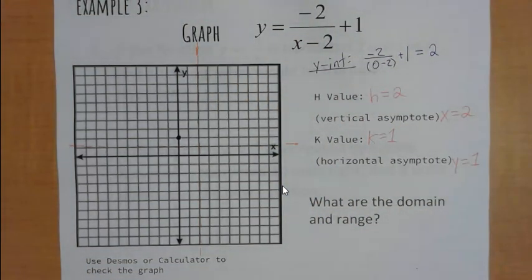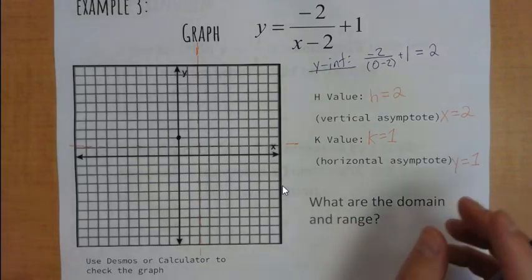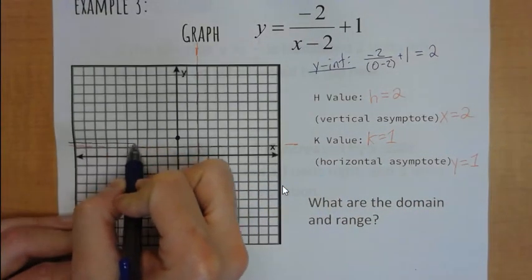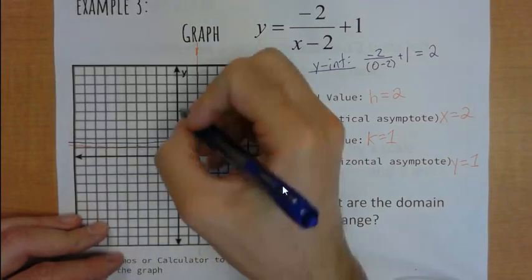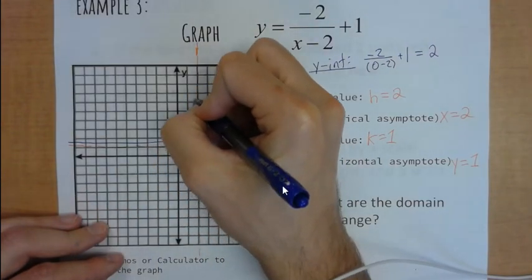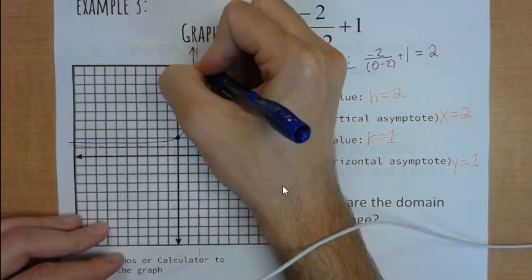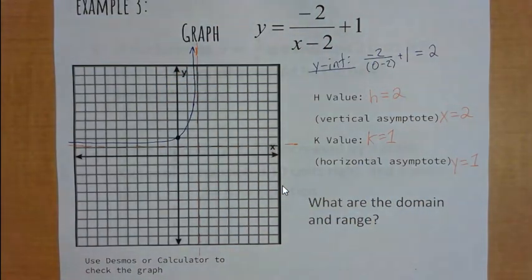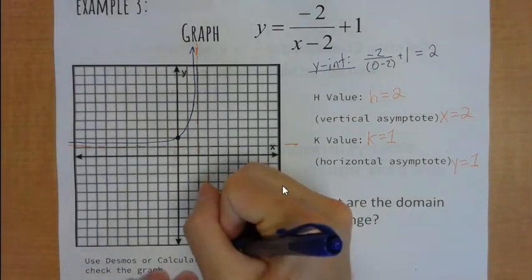And so we can start now drawing our graph. So we'll do that in dark blue. So in our graph here, if we draw our graph through our y-intercept, you will notice that our graph is going to be kind of the flipped over version of the one we started with.